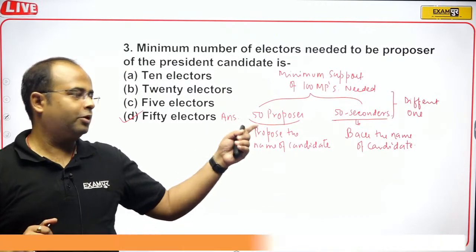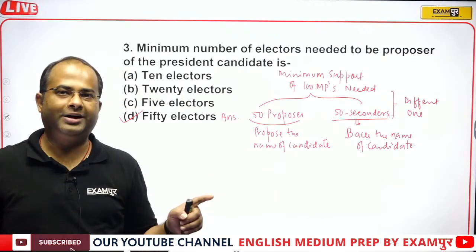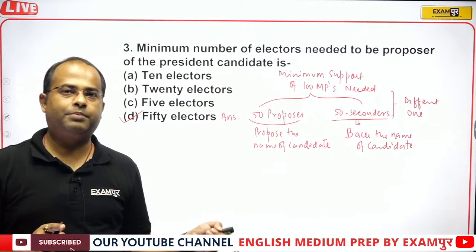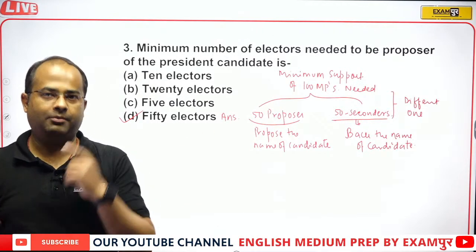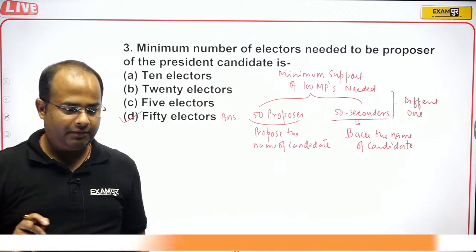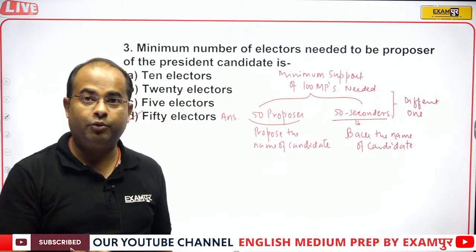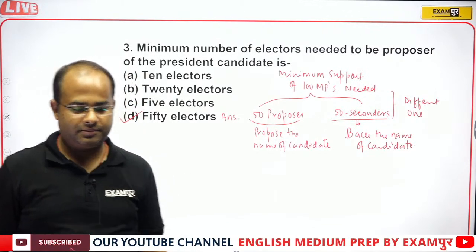So 50 proposers, 50 seconders, both should be different. It does not mean that who will propose the name, they will back the name also. Clear everyone? So that should be different, 50 proposers and 50 seconders.